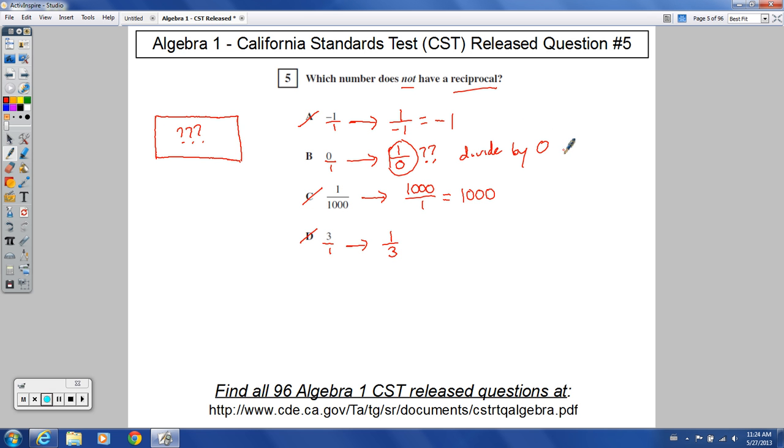Dividing by 0 is not allowed. And so this hopefully gives you an idea of why that's not allowed. But because of that, choice B for number 5 is the correct choice.